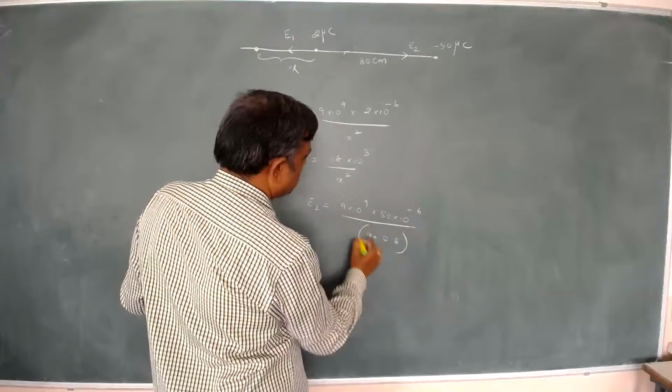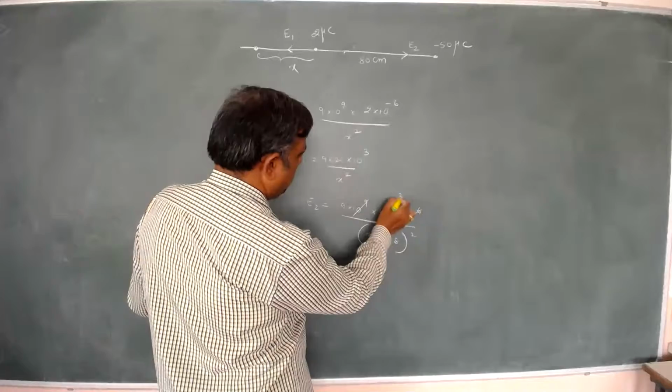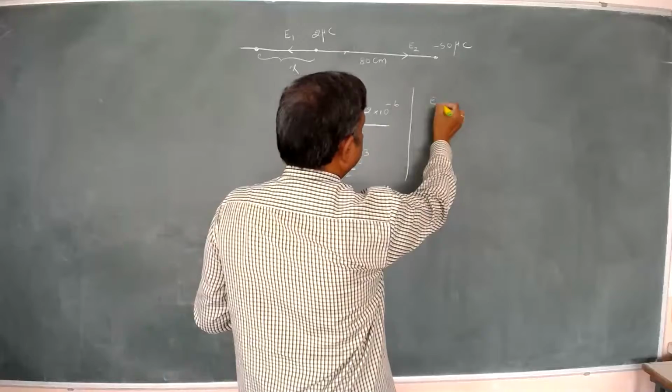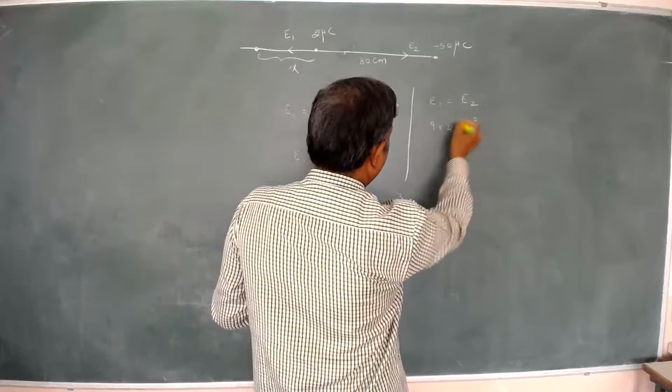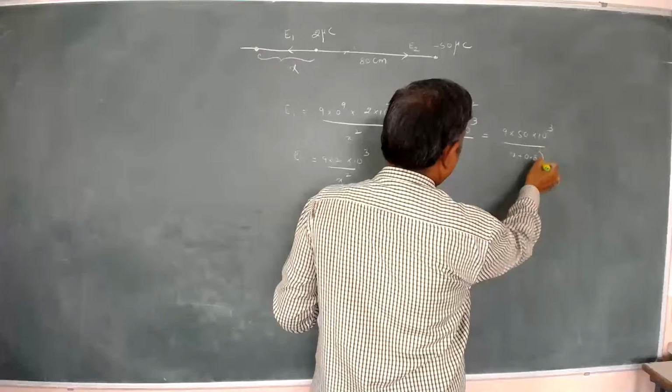Understood? Okay, so the second one you write like this, this is 9 into 10 power 3. Now these two will be equal, then only the neutral point is obtained. E1 is equal to E2. This is 9 into 2 into 10 power 3 divided by x squared is equal to 9 into 15 into 10 cube divided by (x plus 0.8) whole square.